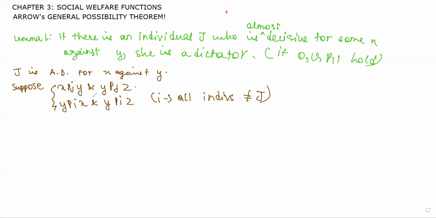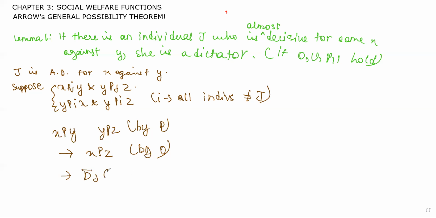Now, from this, what do we get? First of all, X P Y, by the definition of almost decisiveness, and Y P Z. This is by the Pareto condition, because everybody prefers Y to Z. But this implies X P Z by transitivity. This implies dictatorship of J, or decisiveness of J of X against Z.